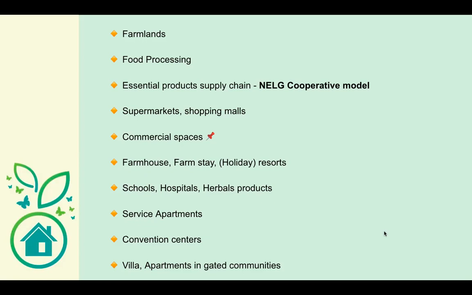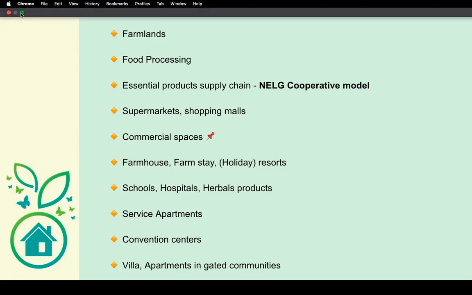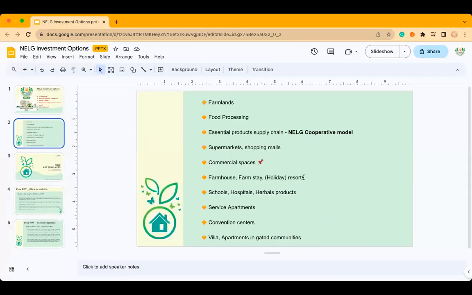And supermarkets and shopping malls, commercial spaces, farmhouses, farmstays, holiday resorts, schools, hospitals, herbal products, service apartments, convention centers, villa apartments, and gated communities. So mostly we will invest in the pre-launch phase, and then based on the situation and need, we may hold or we may exit with a profit.